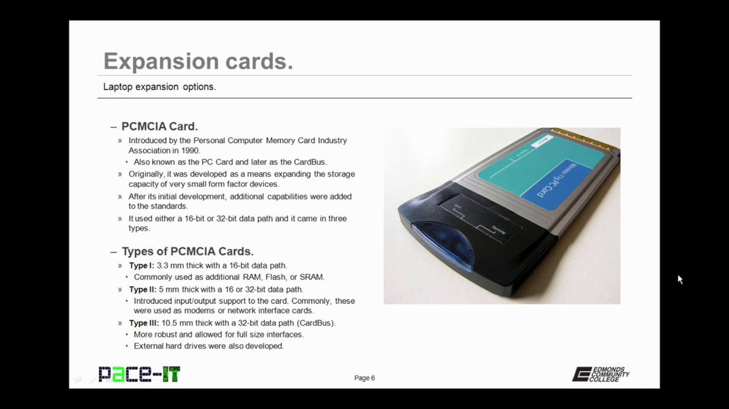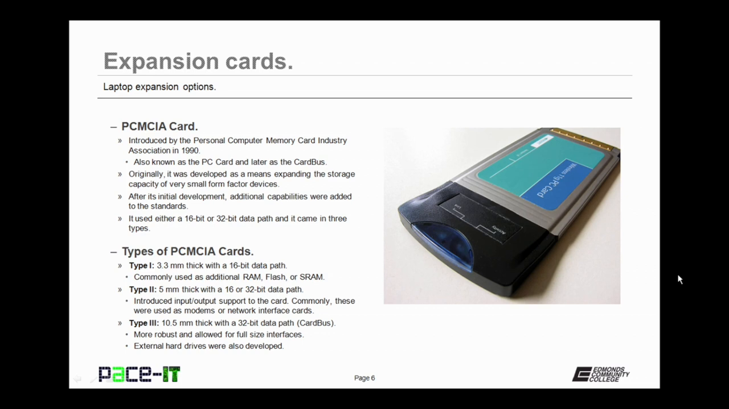The first expansion cards developed for laptops were the PCMCIA card. They were introduced by the Personal Computer Memory Card International Association in 1990. They were also known as the PC card and later as the CardBus. Originally, it was developed as a means of expanding the storage capabilities of very small form factor devices, and then it was extended to work with laptops. After its initial development, additional capabilities were added to the standards. Now, the PCMCIA card either uses a 16-bit or 32-bit data path, and it came in three types.